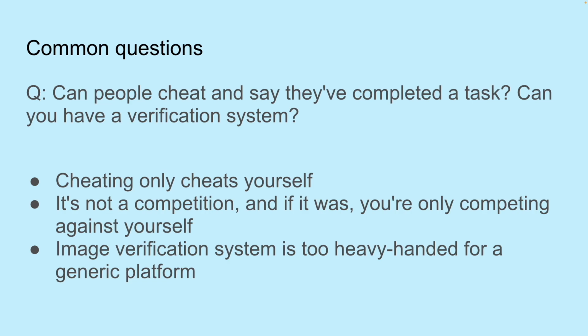So to answer that bluntly, cheating in this case only cheats yourself. Bet, at the end of the day, is a platform designed for users to track their progress and share their achievements. It's not meant to be competitive, but rather collaborative. And as for the second part of the question, a strict verification system would be overkill for the generic nature of the app. In other words, because tasks are intended to represent anything and everything, it'd be impossible to verify with certainty the completion status of a task.